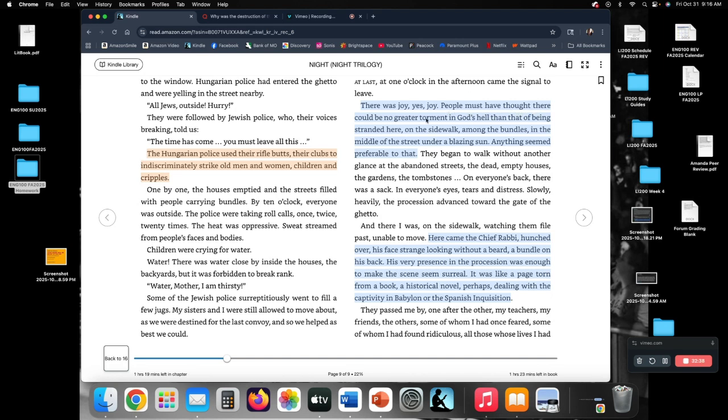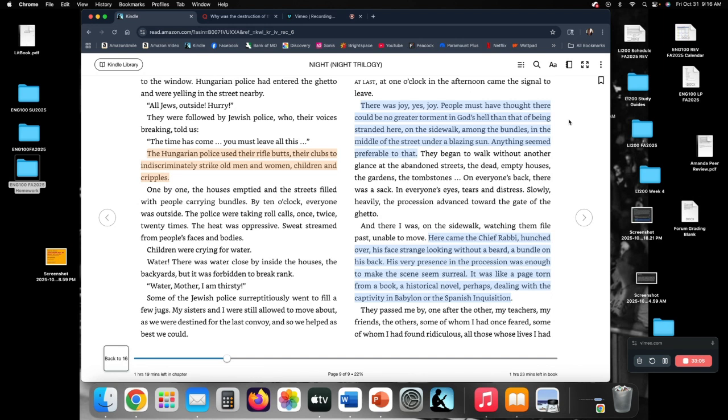People must have thought there could be no greater torment in God's hell than that of being stranded here on the sidewalk among the bundles in the middle of the street under a blazing sun. Anything seemed preferable to that. That is a use of irony. And I said dramatic irony because we know what's coming. The Jews here at this point in the story do not. And that's where it gets really, really serious.